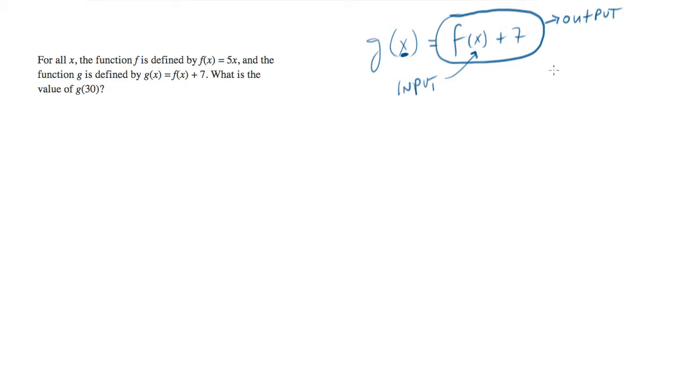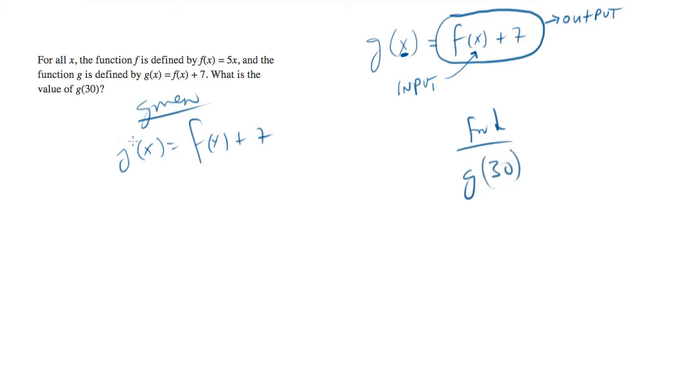So when it comes to functions on the SAT, the best advice I can give is know that and then follow directions and trust that the answer will come out the other side. So we've been given the following function for g. G of x equals f of x plus 7. And we've been asked to find g of 30.